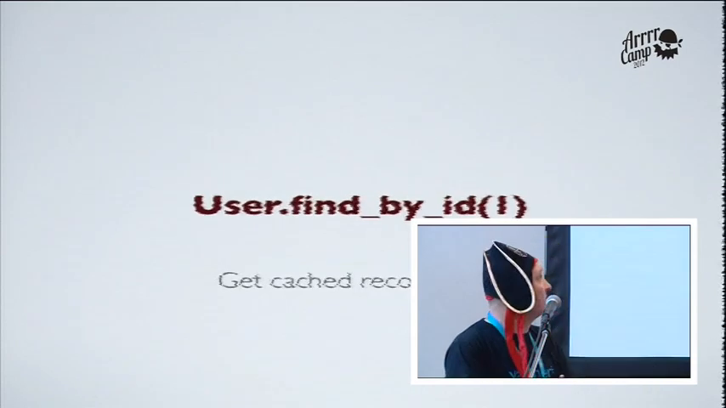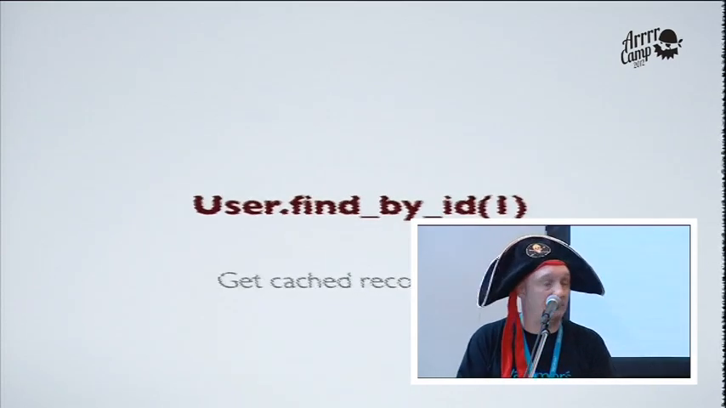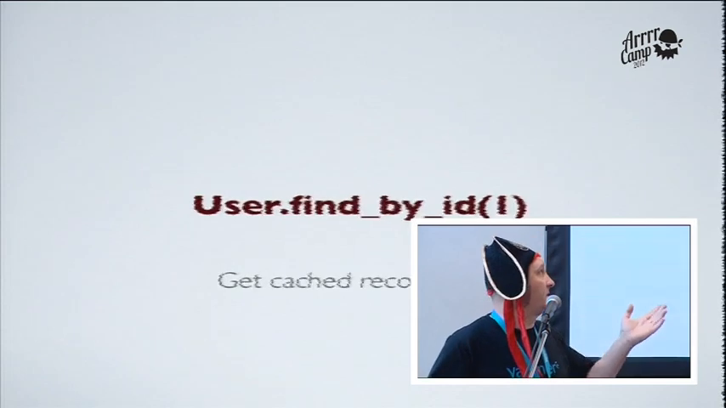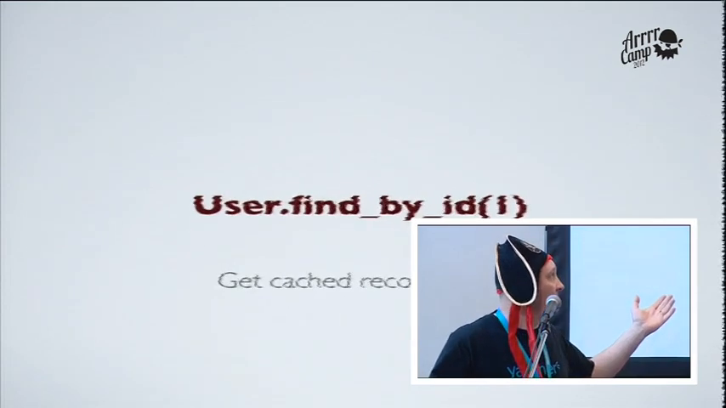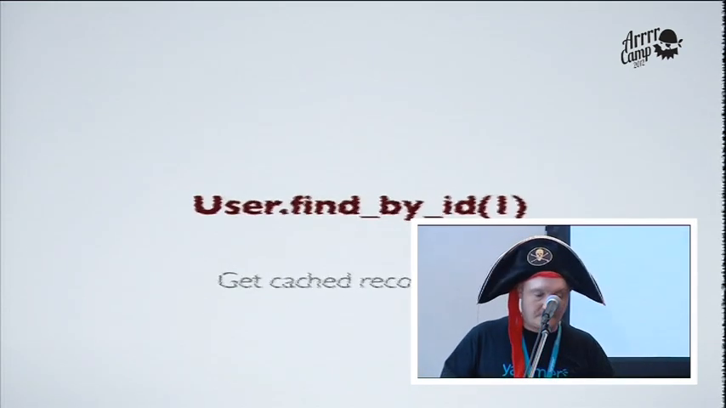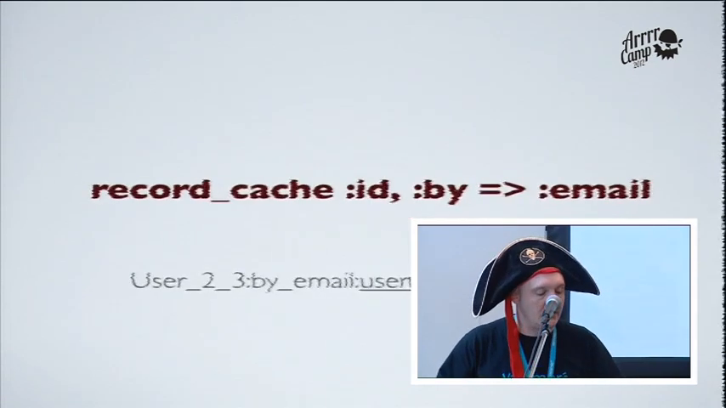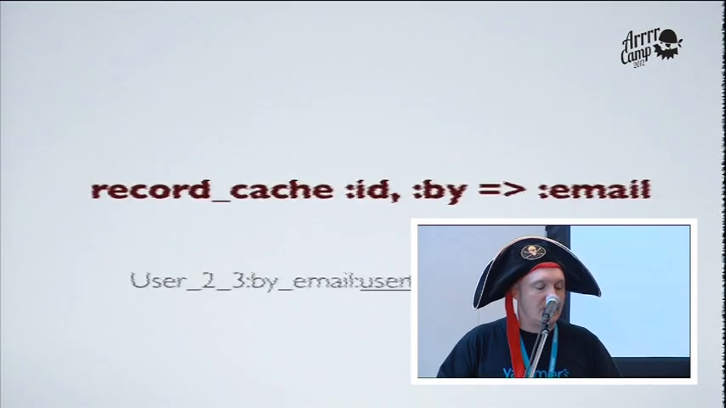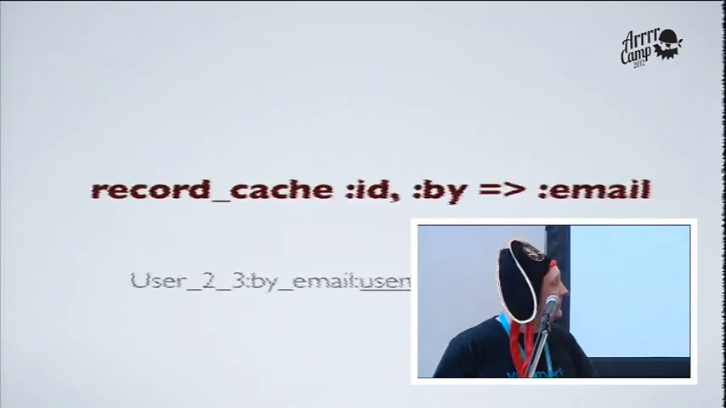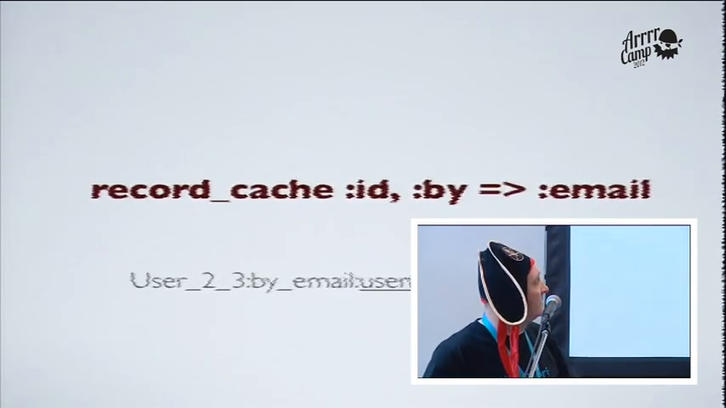Then you can simply use the classical active record finder. Find by ID, what it does is search in the cache for the object and return it to you. Let's do more fun stuff. Let's create an entry by email. So it creates another entry.